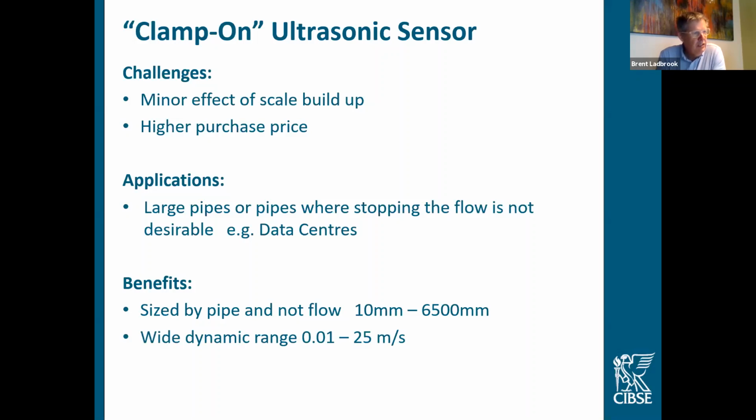These ones are sized purely by the pipe size and not so much by the flow rate. Very wide dynamic range of flow. So this is our turn down ratio. We could go to very, very high speeds. Seldom would you ever see it, but it's available.